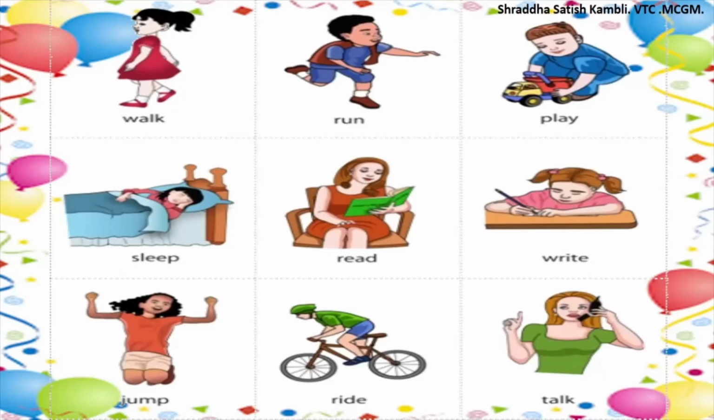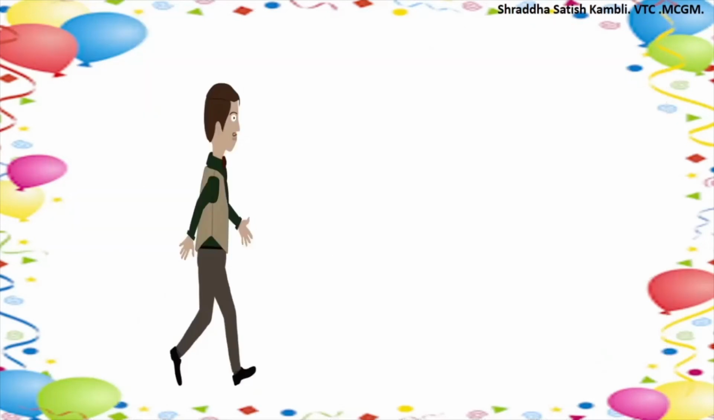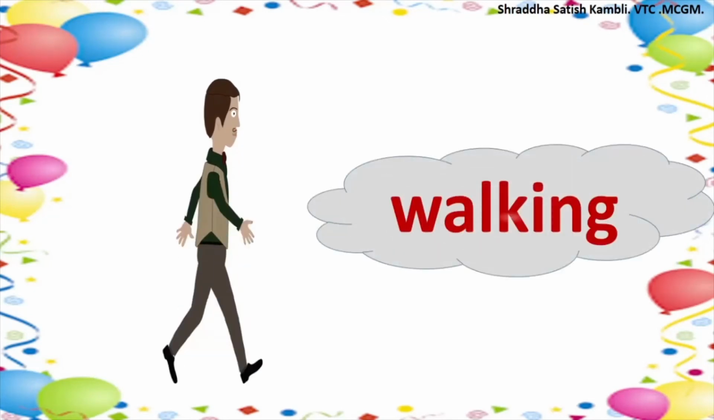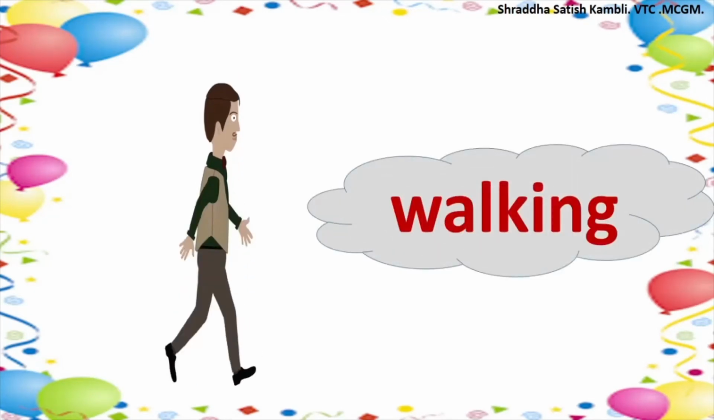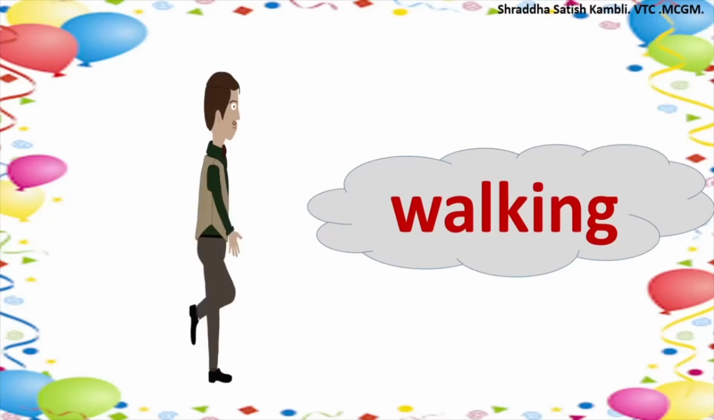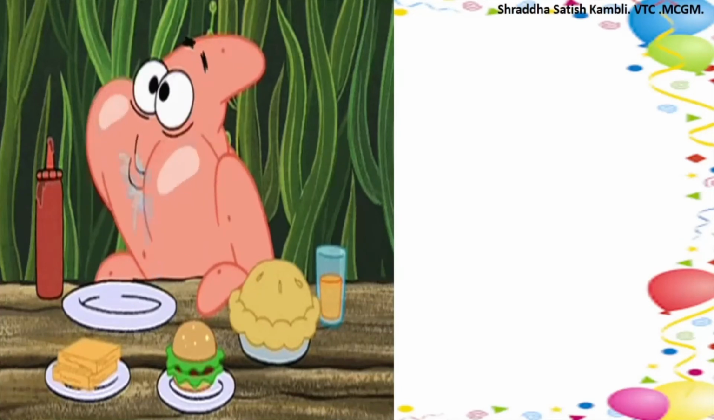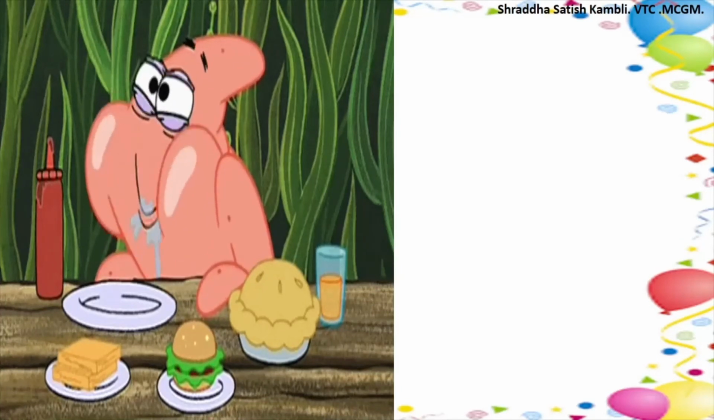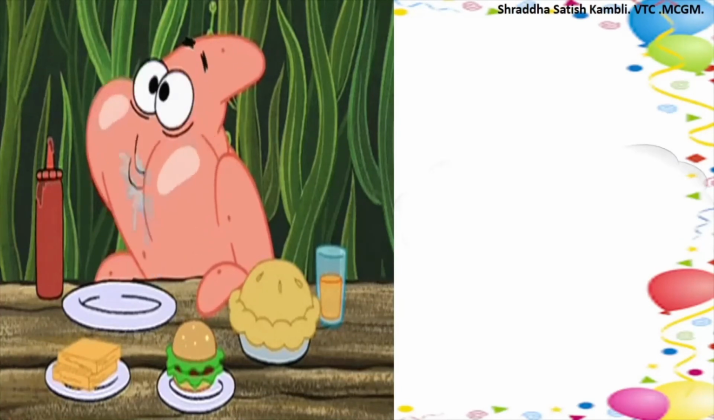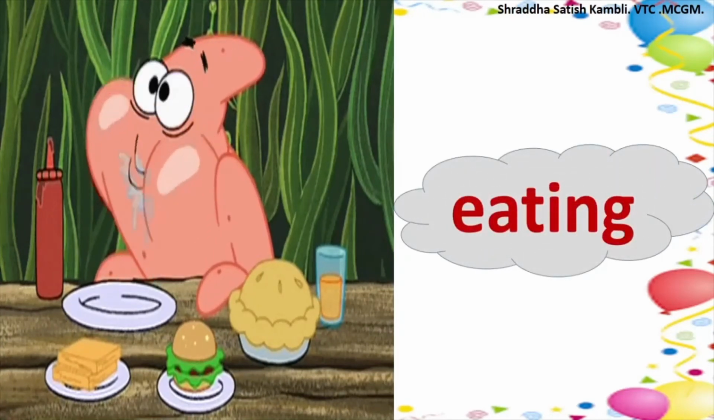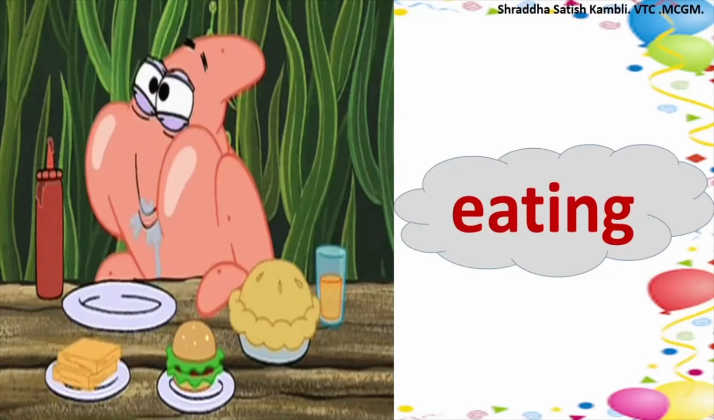So now let us look at some nice images of some action words, a few of them. See, what is he doing? Walking. Walking. So walking is an action word. Okay, next picture. Eating. What is he doing? Eating. So eating is an action word. E-A-T-I-N-G. Eating. It's an action word.